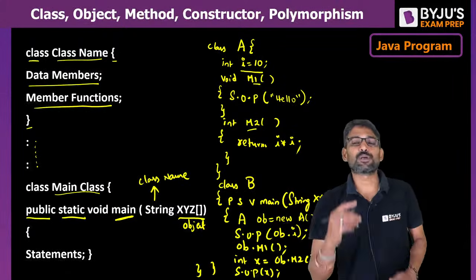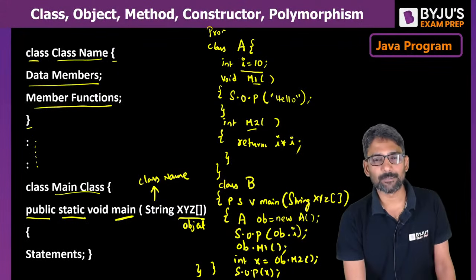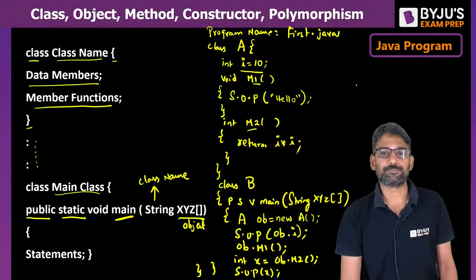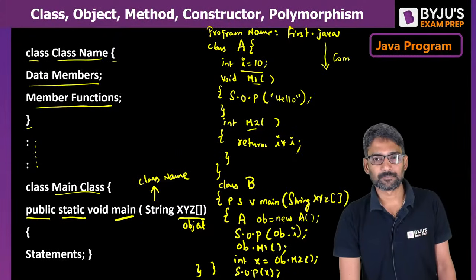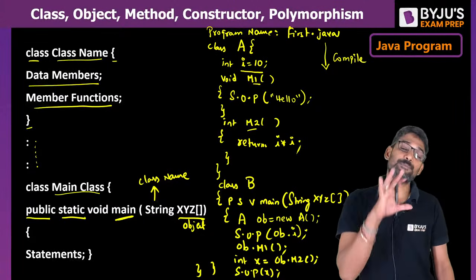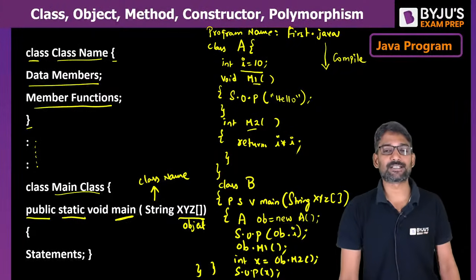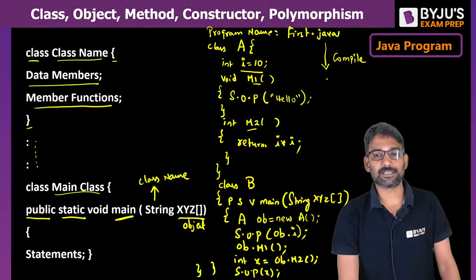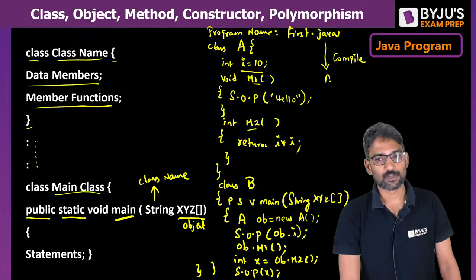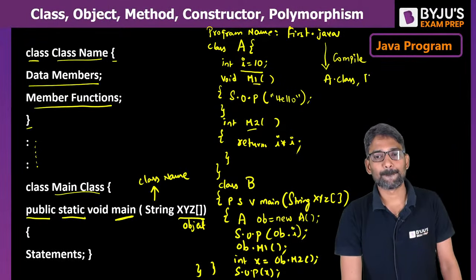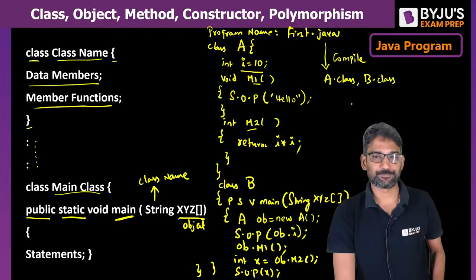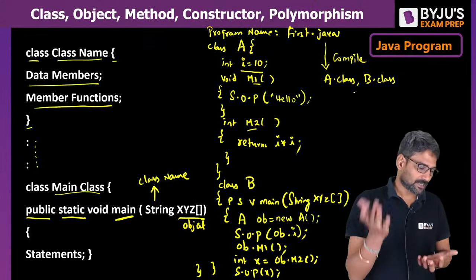So if you compile this, let us say I am saving it as First.java. Whenever you compile, in C language we say object code gets created, but here bytecode gets created. How? For each class, a class file gets created. How many classes do we have? Two classes. So you will have A.class and B.class. Two class files get created. If you have 100 classes, for every class a class file gets created.